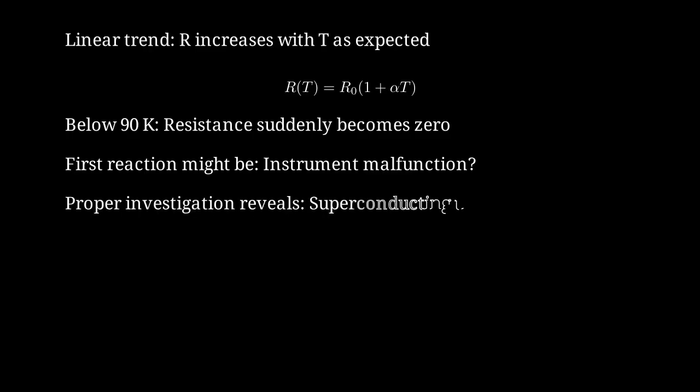Proper investigation reveals this is a superconducting transition. The material has entered a quantum state where it can carry current with absolutely no resistance. This is Nobel Prize level physics. For yttrium barium copper oxide, the critical temperature is about 90 Kelvin. This was revolutionary because it's above the boiling point of liquid nitrogen.